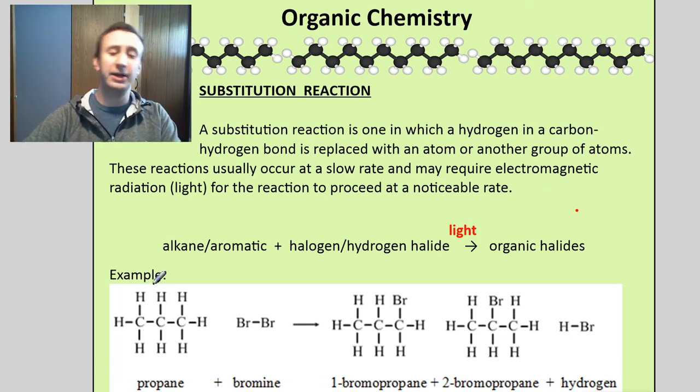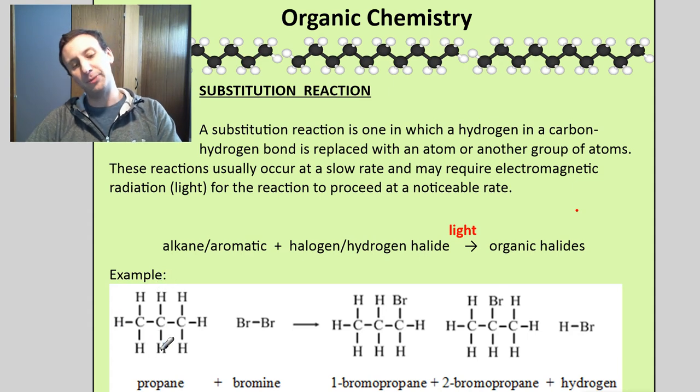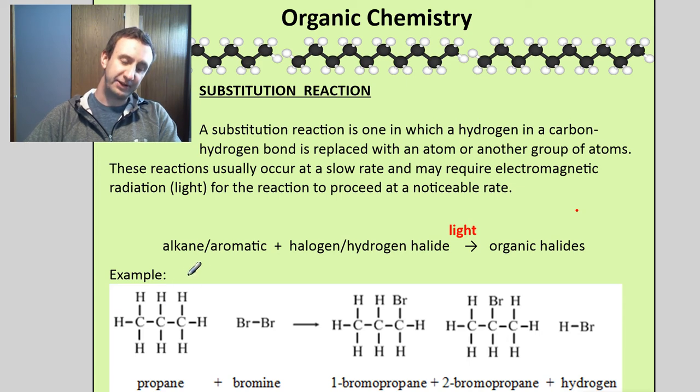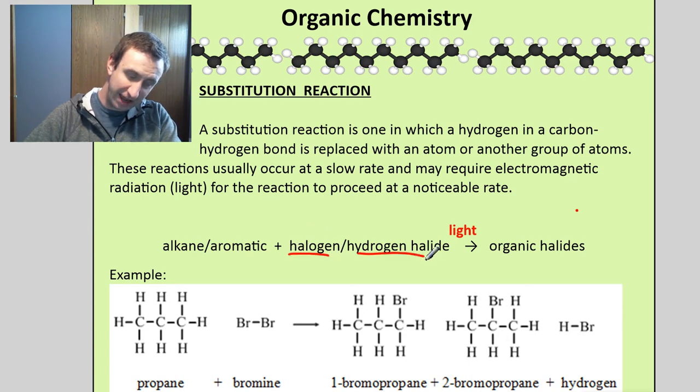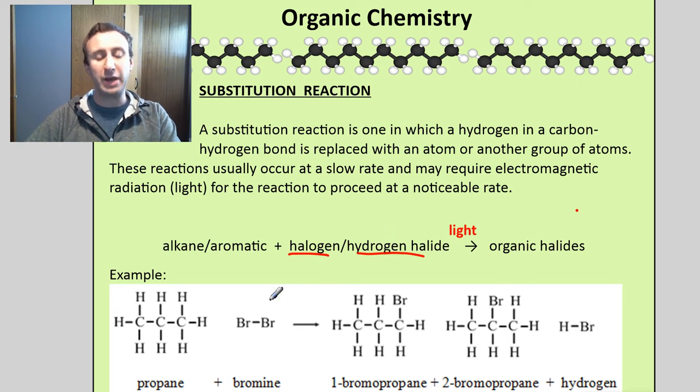So here's an example of a substitution. If I have propane and bromine, and I react this, notice that this is a saturated hydrocarbon. I have a halogen it's reacting with. It will be either a halogen or a hydrogen halide, always, for substitution. That's always what we're going to have. So what happens is that the hydrogen ends up being substituted with a halogen atom. So it could be any one of these hydrogens. Now, I end up with two different products here.